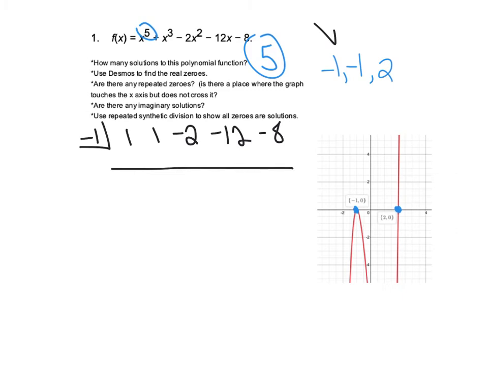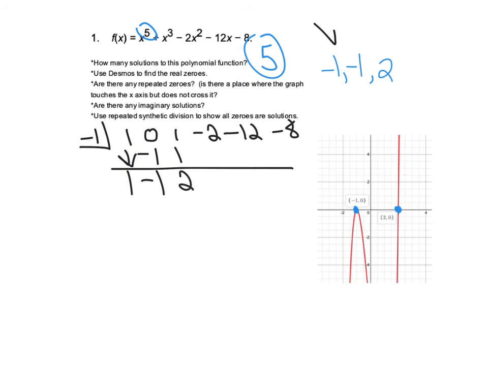And, oops, what did we forget here? I'm going to have to adjust a little bit. I am missing a power. I am missing a fourth power, which means I need to fill that in with a 0. 1, 0, 1, -2, -12, -8. Bring down my 1. Then I have -1. Multiply negative times negative is positive. 2 times -1 is -2. -4 times -1 is +4. And -8 times -1 is +8, and I get a remainder of 0.